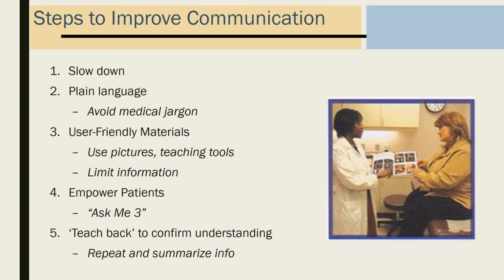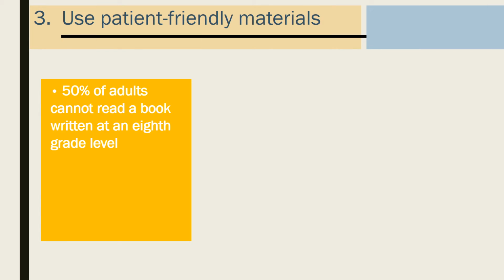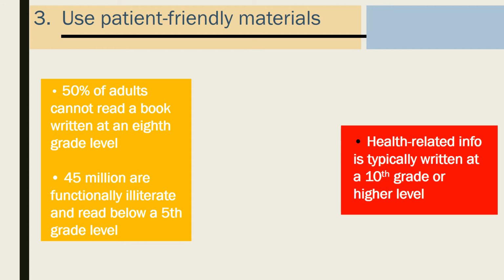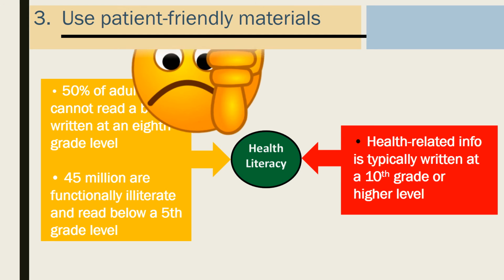Our next strategy is using user-friendly materials to help with communication. 50% of adults cannot read a book written at an 8th grade level, and 45 million are functionally illiterate. Health-related info is usually written at a 10th grade or higher level. Does this add up to positively promoting health literacy? Definitely not.